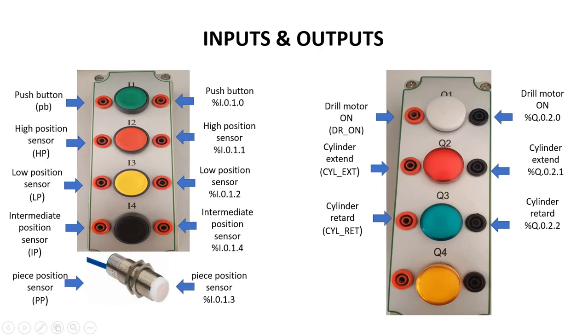Hardware configuration. The hardware configuration is similar to the previous experiments. We have the list of inputs: push buttons, high position sensor, low position sensor, intermediate position sensor and piece position sensor. And the outputs we have are drill motor on, cylinder extend and cylinder return. The beauty of the PLC is that all the inputs and outputs remain the same. There is no change in the hardware. Whatever the application, we just change the logic diagram or program. Here the same is applied; we are just going to change the SFCs. The hardware is fixed. So let us see the programming procedure of Unity Pro.